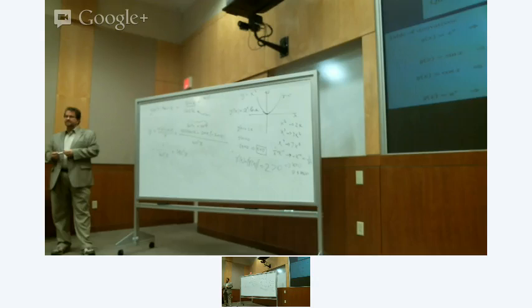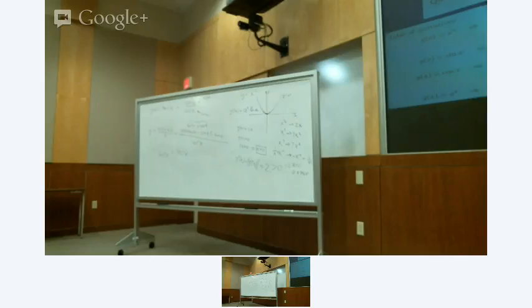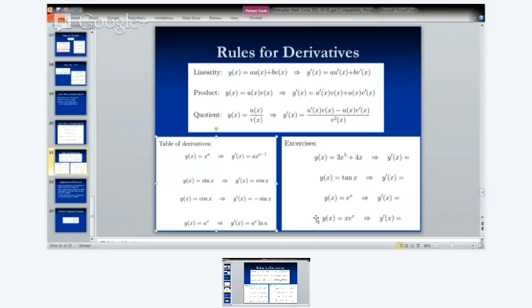Okay. What about the third example? We did it already, right? The first derivative of e to the power x is Chuck Norris himself, right? How about this one? Any volunteers other than Jeffrey, Amit, and Adam?